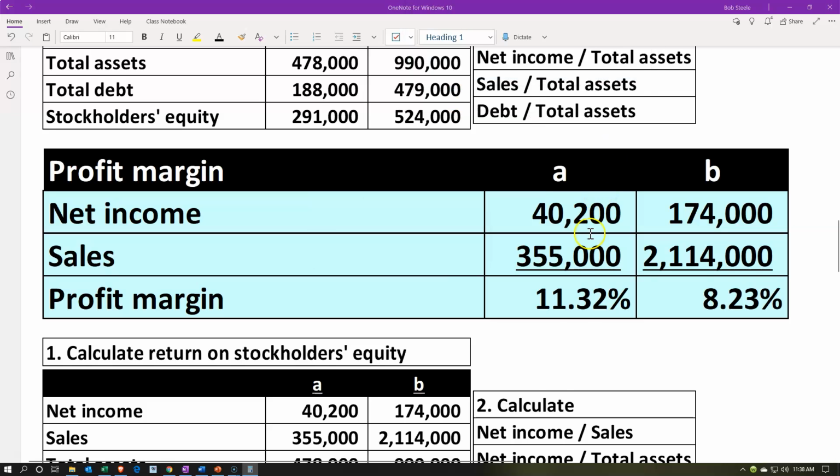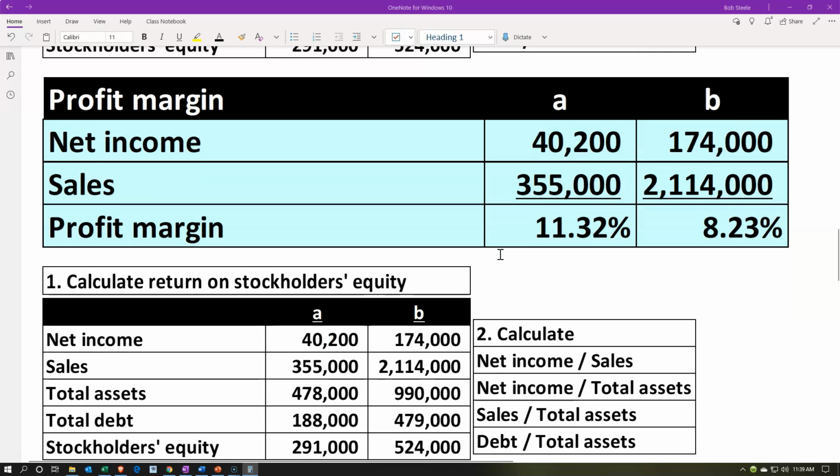8.23%. This is saying how much are we coming away with for each dollar of sales. For every sale they make for $1, they're walking away with about 11.32 cents for A versus 8.23 cents for B. Or for every $100 in sales, A is keeping $11.32, and for every $100 in sales, B is keeping $8.23. So in this regard, it looks like A has a better profit margin. They're keeping more of the sales dollars, though they have fewer sales dollars in total. So A looks better for the profit margin.